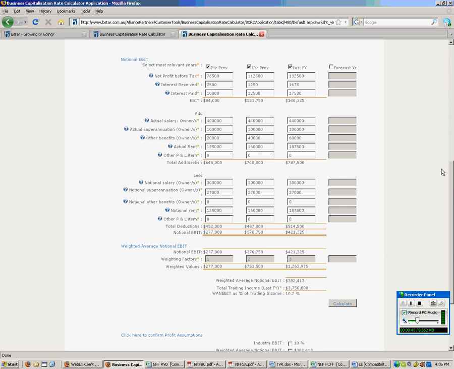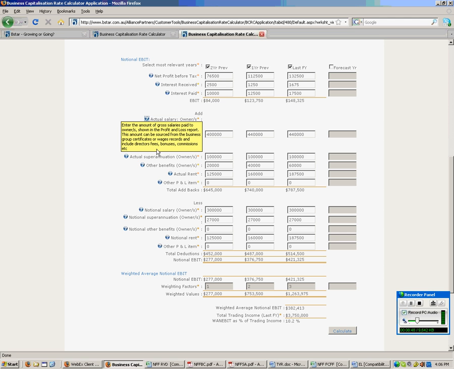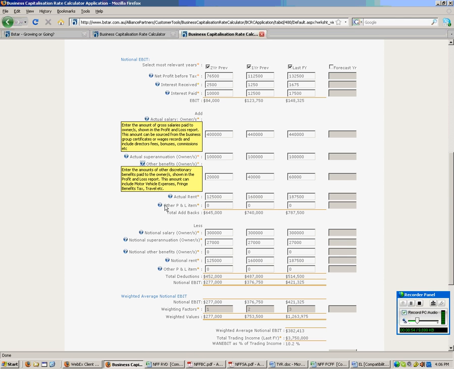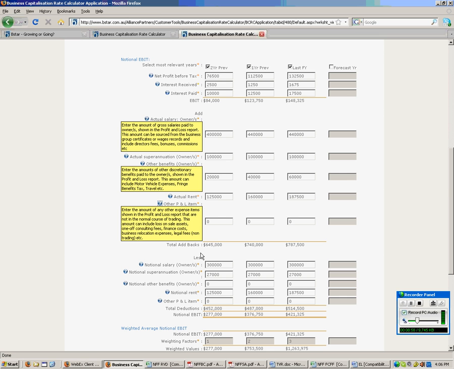The profit reconciliation page provides alliance partners with guidance notes and help buttons at each data entry point to ensure accuracy of inputs and assumptions.